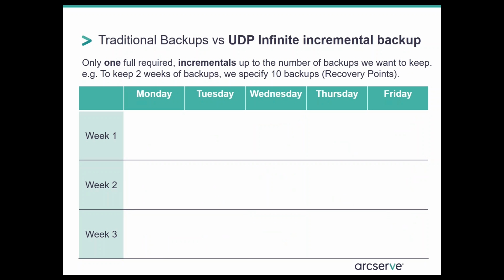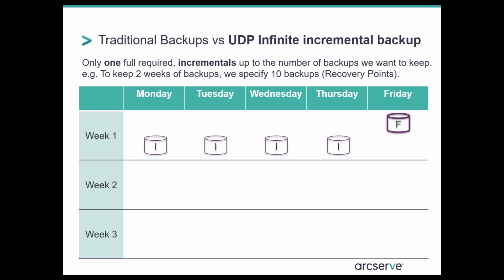With infinite incrementals, as I said, we only need 1 full, and then we take incrementals for however long we need. Now in our example, we want to keep 2 weeks worth of backups, and we're doing Monday to Friday. So that's 5 days in a week. For 2 weeks means we need to keep 10 backups or 10 recovery points. So let's see how this works.